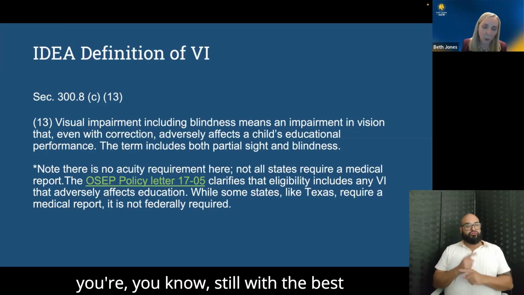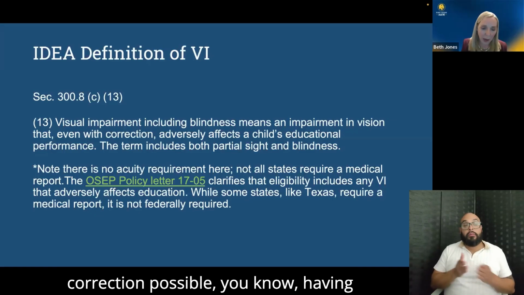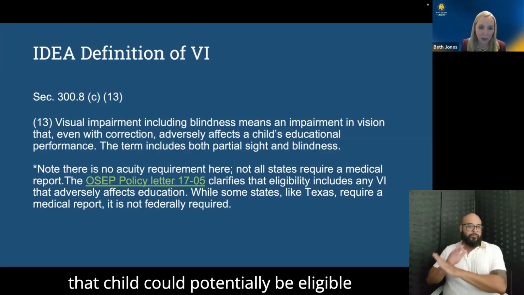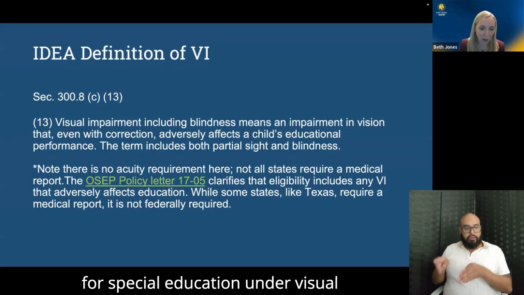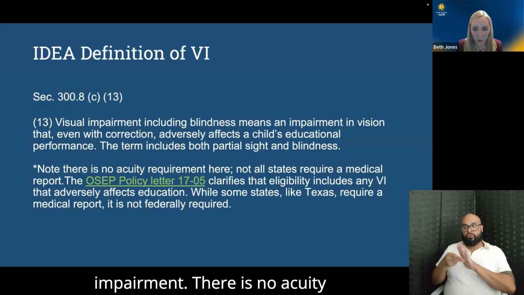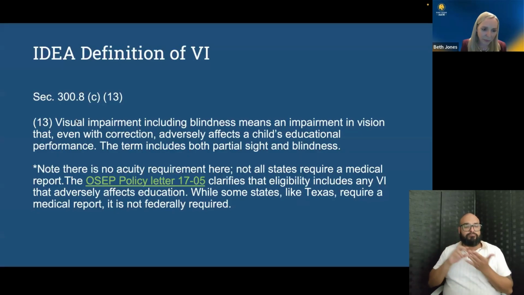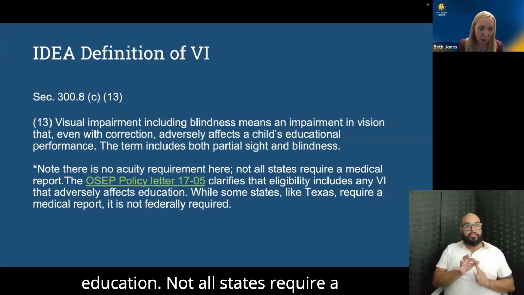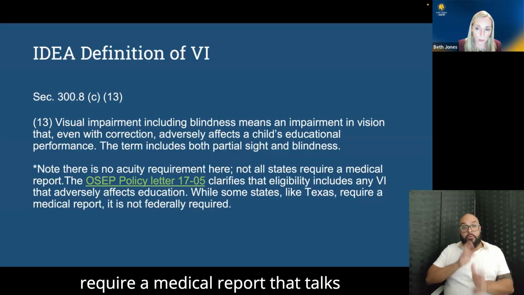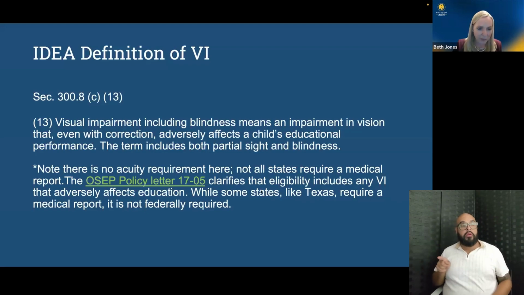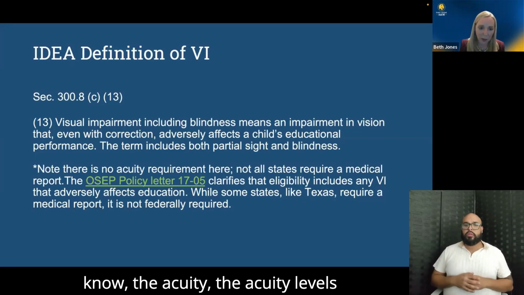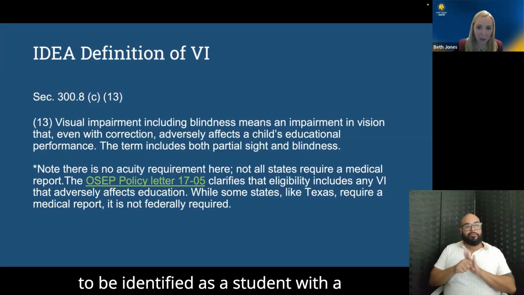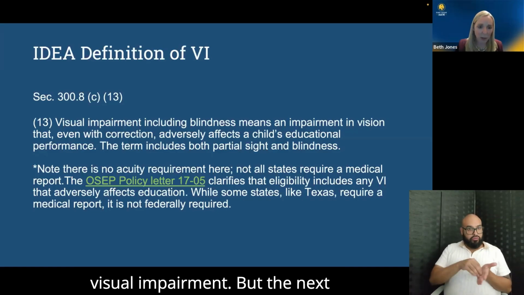But if you're still, with the best correction possible, having an acuity issue that's adversely affecting a child's performance, then that child could potentially be eligible for special education under visual impairment. There is no acuity requirement under the law for eligibility in special education. Not all states require a medical report. Some do. In Texas, we require a medical report that talks about the acuity levels that the doctor gets, but that's not required by all states to be identified as a student with a visual impairment.